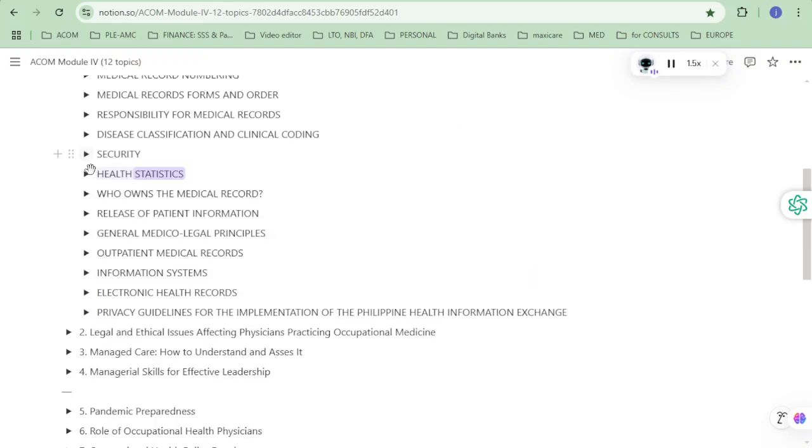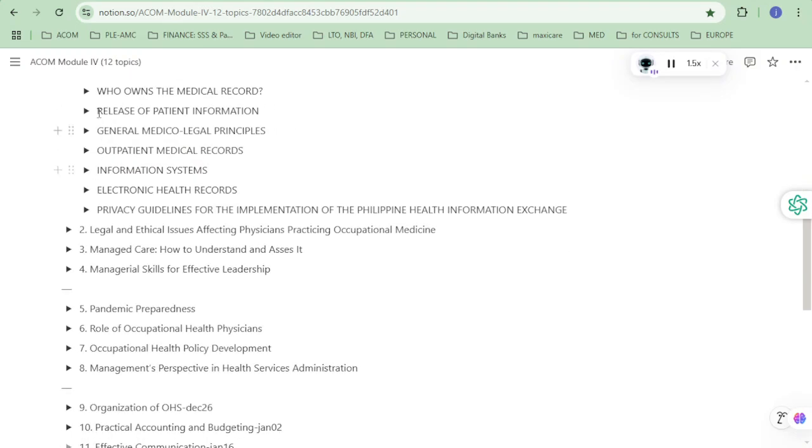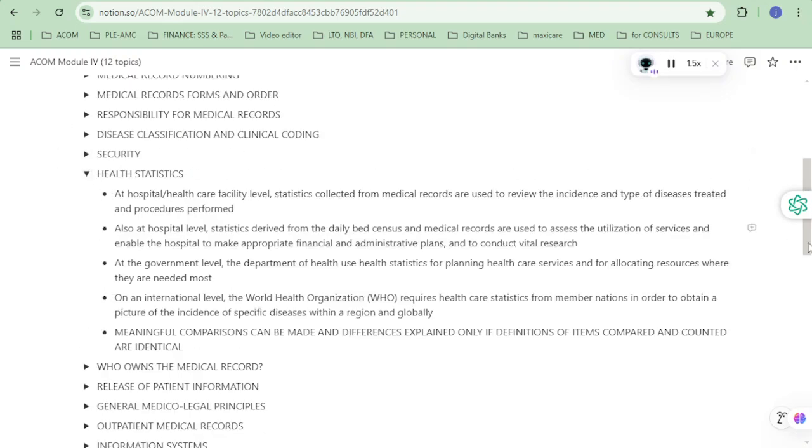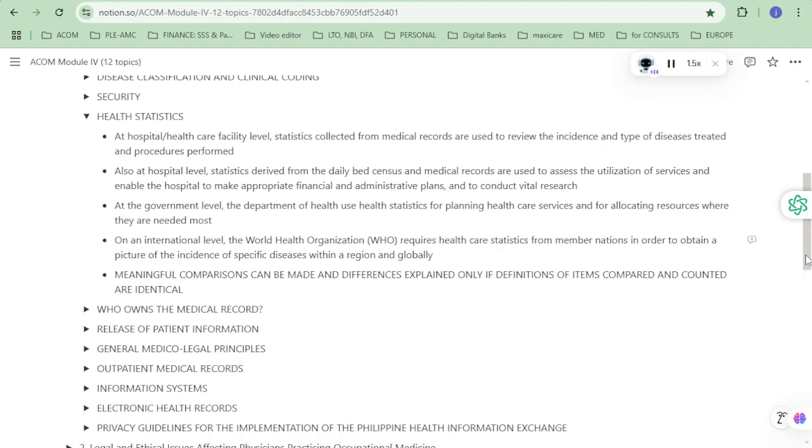Health statistics. At hospital/healthcare facility level, statistics collected from medical records are used to review the incidence and type of diseases treated and procedures performed. Also at hospital level, statistics derived from the daily bed census and medical records are used to assess the utilization of services and enable the hospital to make appropriate financial and administrative plans, and to conduct vital research.